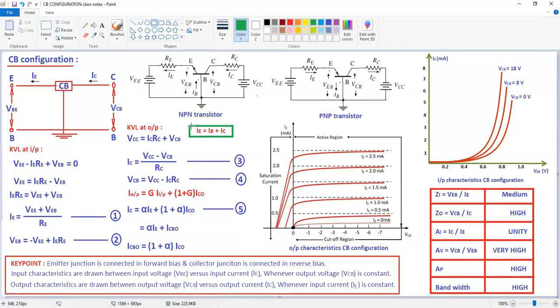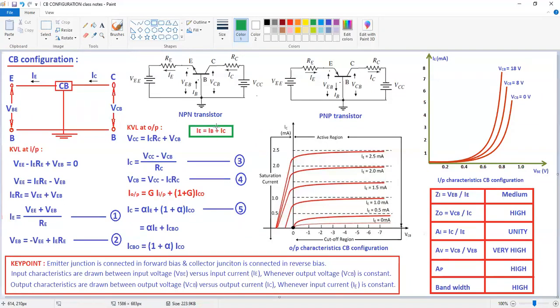Okay. From this equation, if you observe this equation, IE is equal to IB plus IC. That means, what is IB? IB is very, very less current. Why? Because when I explained the construction of your transistor, I already explained that the base is lightly doped material when compared to the emitter and collector. Always the base is lightly doped material.